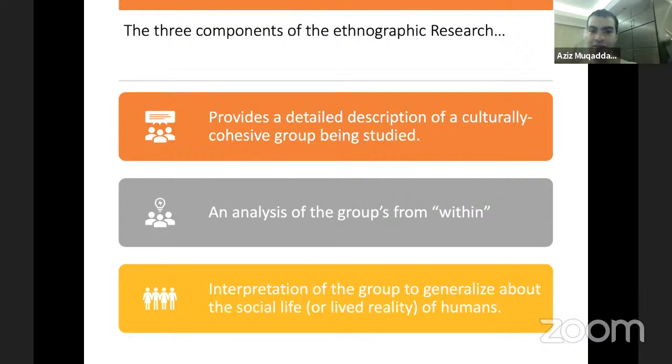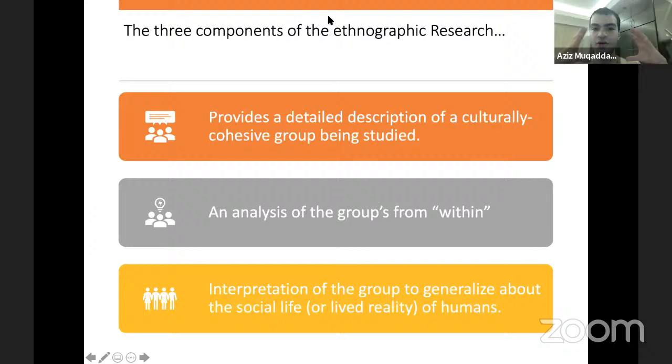We haven't gathered them in some room to talk about their experiences. We actually went to them. And so one of the key features of ethnographic research is trying to look into the specific dynamics of the group from within, right? And finally, it's also about interpreting the lived reality of humans, from which we can then draw some lessons for social life.